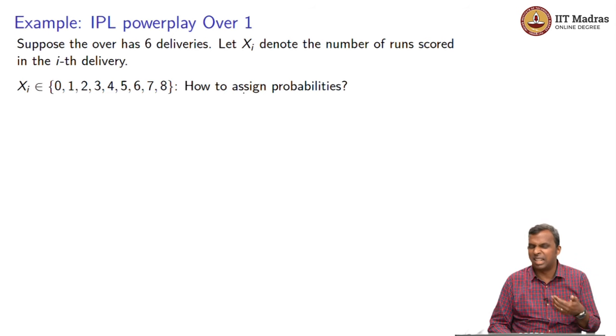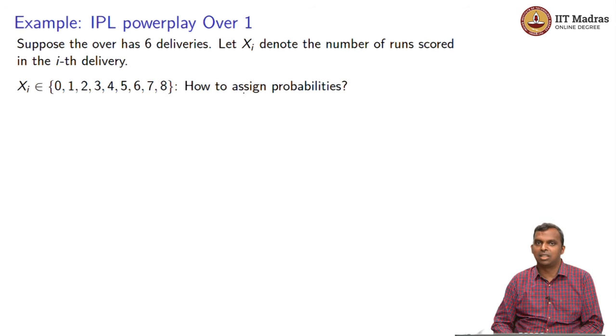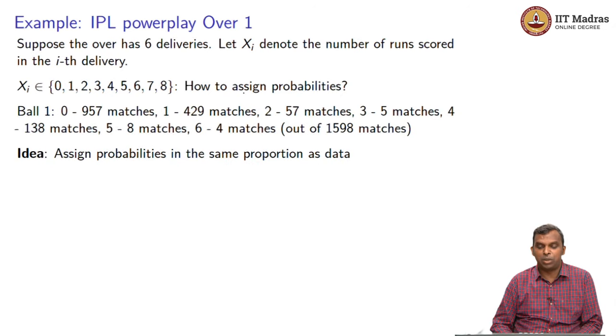Mostly the batsman is going to defend or something, right? So in the first ball, X1, it's very likely that 0 is the dominant number. In fact, you may even guess that 0 would be the most probable run that somebody scores off a delivery, right? Most cases, maybe it's 0. But a boundary can happen. But how do we assign probabilities? What is a meaningful way to assign probability?